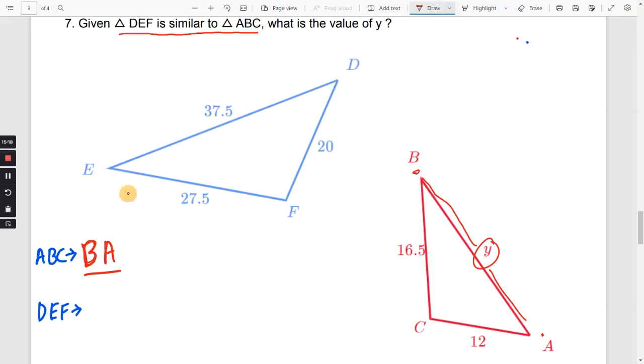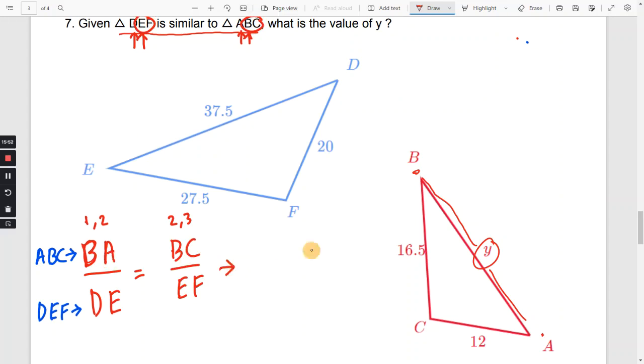Now AB or BA is the first two letters. So I want the first two letters over here as well. That's going to be DE. So this is letter number 1 and 2. And then you can pick any other two. So let's just say letter 2 and 3. That's going to be BC and EF. So BC over EF. Okay, once you have these set up, it's pretty easy.